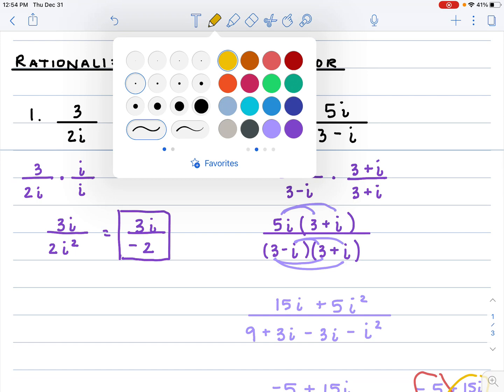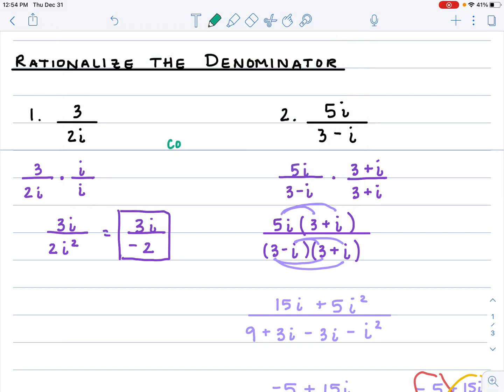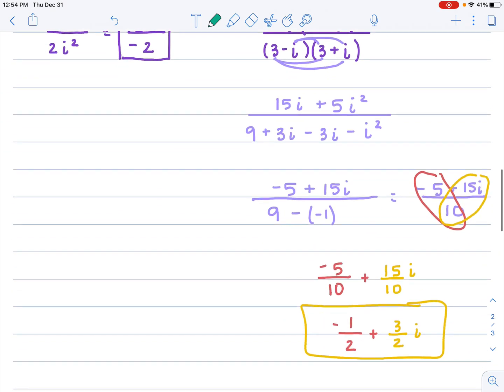All right, so the main or key concept here was the conjugate. So don't forget about that word conjugate. Another key concept here was making sure our answer is always written as a plus bi when we have imaginary or complex numbers.